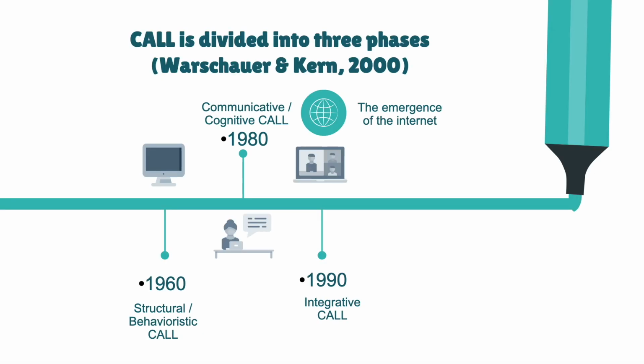CALL is divided into three phases by Warschauer and Kern. The three phases are: first, structural or behavioristic CALL; second, communicative CALL or cognitive CALL; third, it was signaled by the emergence of the internet in the 1990s, so integrative CALL appeared. If you see the names behavioristic, cognitive, integrative, they are actually related to the learning paradigm.